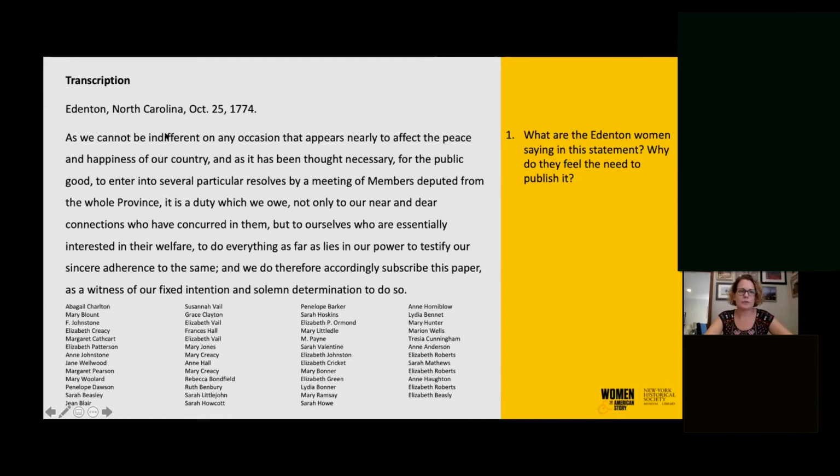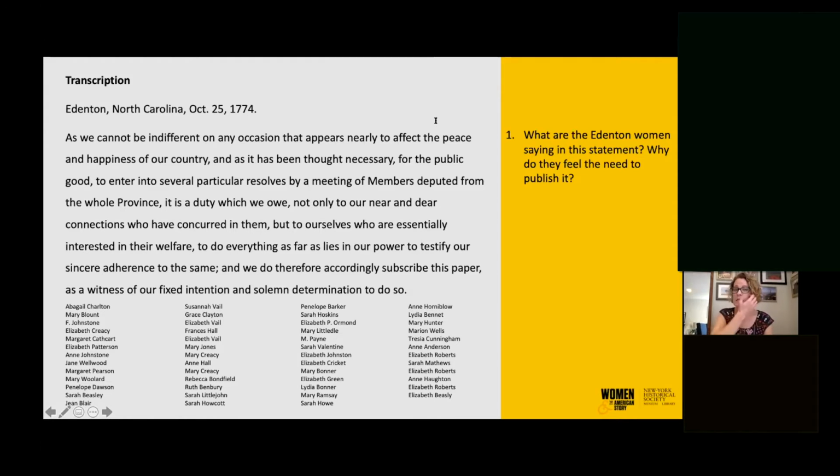All right, so this is from Edenton, North Carolina, October 25th, 1774. As we cannot be indifferent on any occasion that appears nearly to affect the peace and happiness of our country, and as it has been thought necessary for the public good to enter into several particular resolves by a meeting of members deputed from the whole province, it is a duty which we owe, not only to our near and dear connections who have concurred in them, but to ourselves, who are essentially interested in their welfare, to do everything as far as lies in our power to testify our sincere adherence to the same. And we do therefore accordingly subscribe this paper as a witness of our fixed intention and solemn determination to do so. And then quite a long list of names.